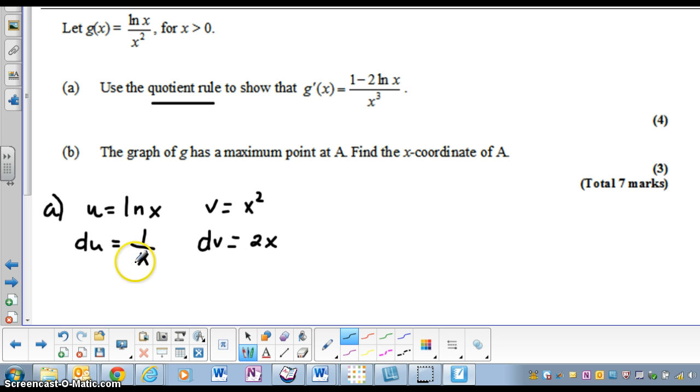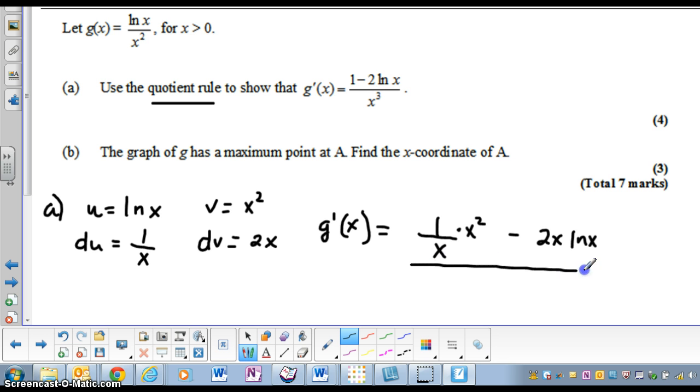When we use the quotient rule, we take the derivative of u times v, minus the derivative of v times u, and we put it all over v squared. So let's go ahead and do that. We have 1 over x, times x squared, our v, minus our derivative of v times our ln of x, our u, and that is all over v squared, which would be x squared to the second power.